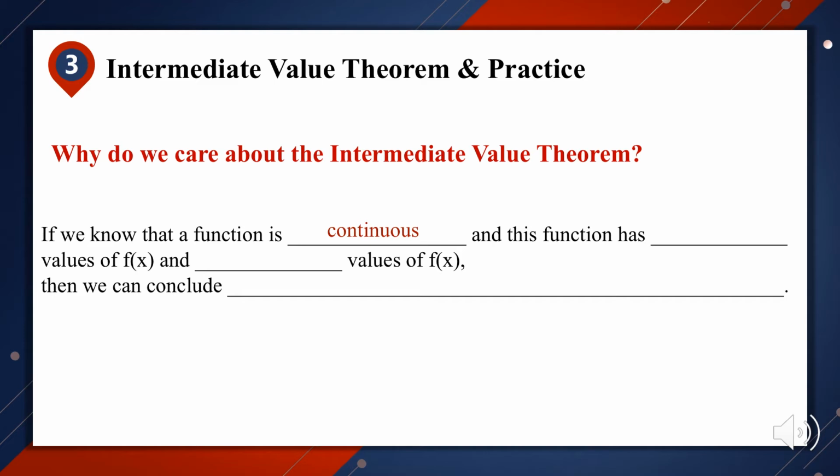So why do we care about the intermediate value theorem? If we know that a function is continuous and this function has positive values of f of x and negative values of f of x, then we can conclude that somewhere f of x equals 0.